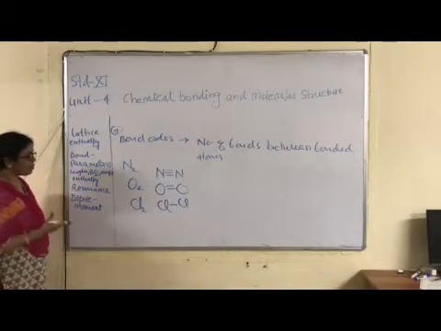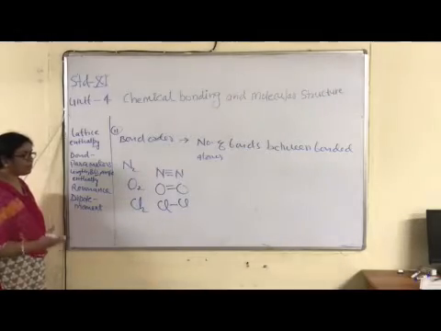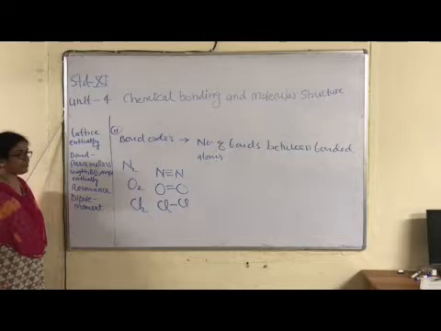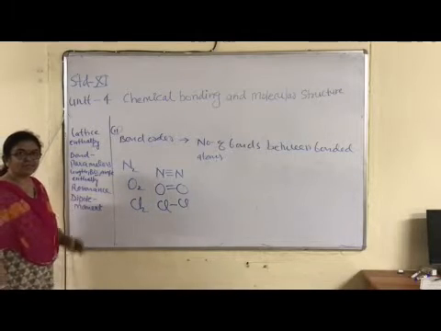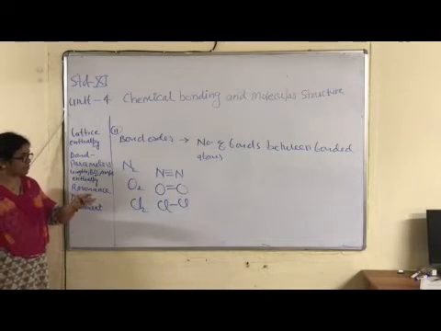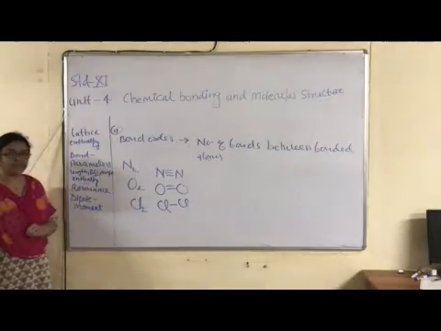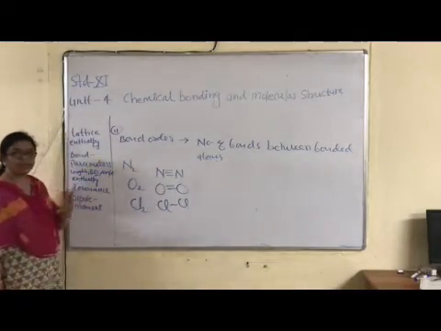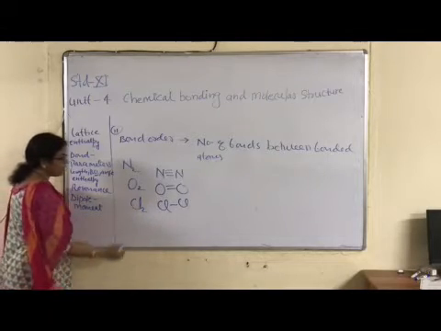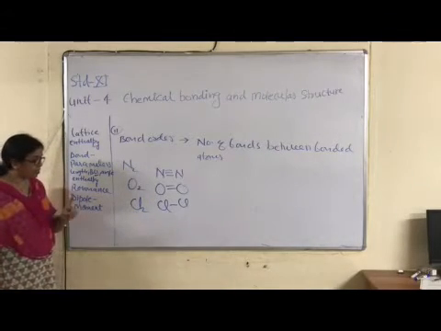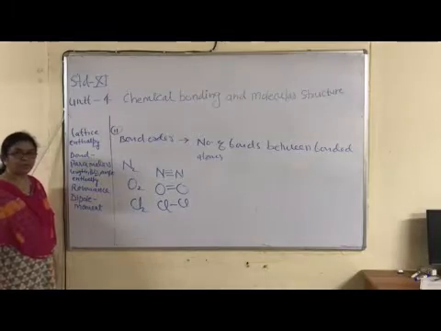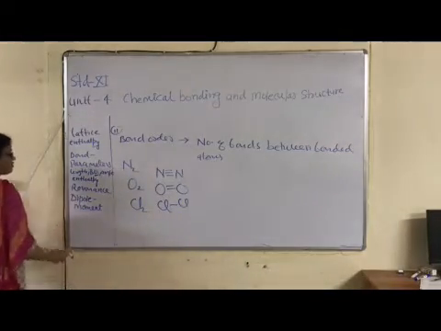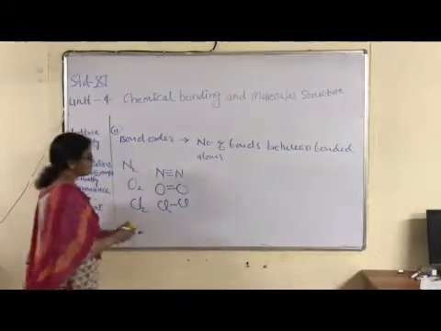Number of bonds or bond order depends upon the number of bonded electrons. How many pairs are present? In nitrogen, 3 pairs are present, right? Its bond order is 3. In oxygen, 2 pairs are present, bond order is 2. In chlorine, only 1 pair of bonded electrons is present, its bond order is 1. Okay? Now children, next one is bond angle.